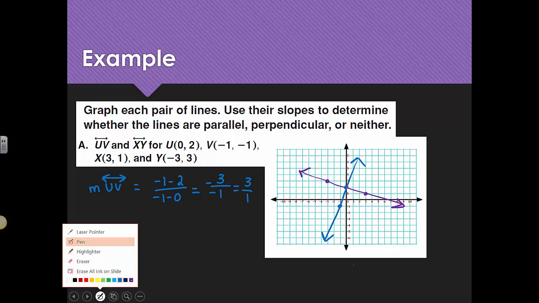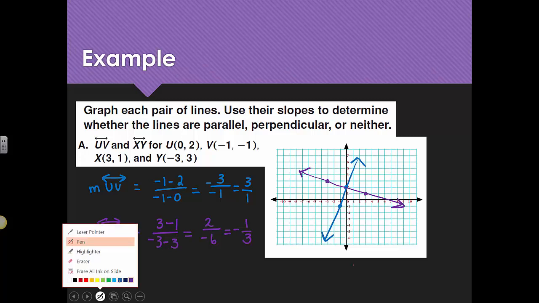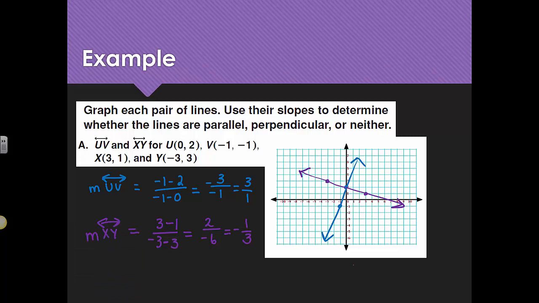Now I'm going to find the slope of line XY. So I'm going to do my change in y, which is 3 minus 1, over my change in x, which is -3 minus 3, and I end up with 2 over -6, which is -1/3. So I know they're not parallel because my slopes are not the same. So what I'm going to do is multiply my two slopes and see if I get -1, and if I do, I know they're perpendicular.